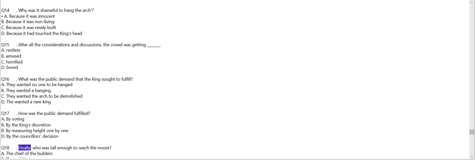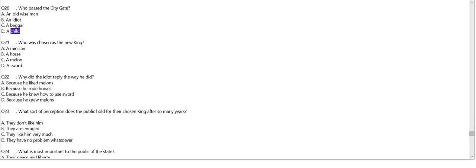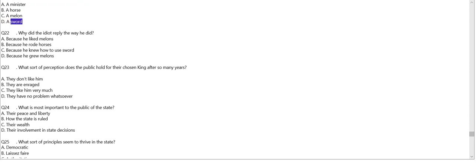Q18. Finally, who was tall enough to reach the noose? A. The chief of the builders. B. The architect. C. Someone from the crowd. D. The king. Q19. Who was to choose the next king? A. The next to pass the city gate. B. The ministers. C. The public. D. The heir of the deceased king would be the king by rule. Q20. Who passed the city gate? A. An old wise man. B. An idiot. C. A beggar. D. A child. Q21. Who was chosen as the new king? A. A minister. B. A horse. C. A melon. D. A sword.